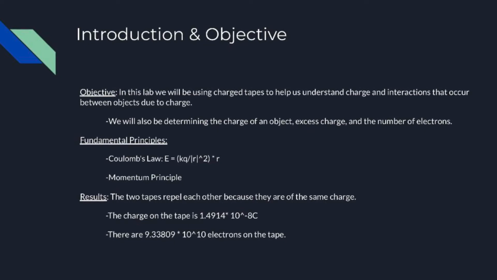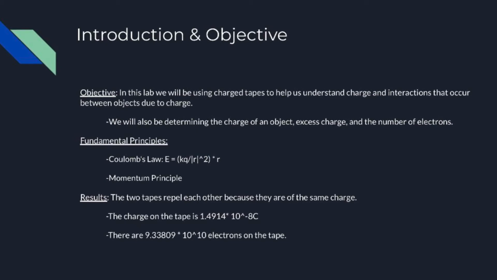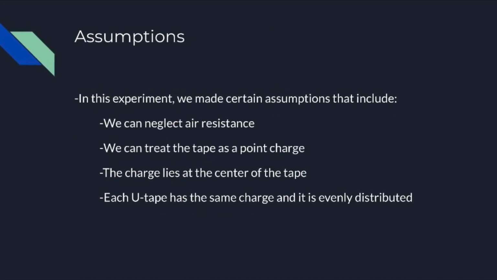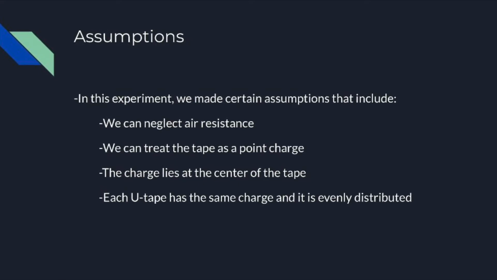The results of this lab include that the U-tapes were positively charged with a calculated magnitude of about 1.49 times 10 to the negative 8 coulombs, and that there were about 9.33 times 10 to the power of 10 electrons on the tape. Before we detail these calculations, let's go over the assumptions we made for the experiment.